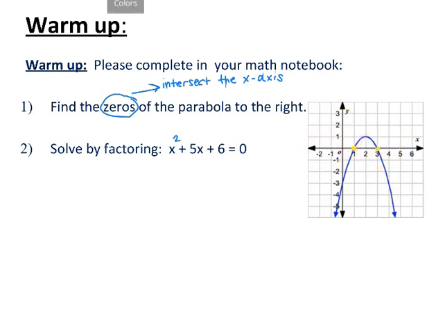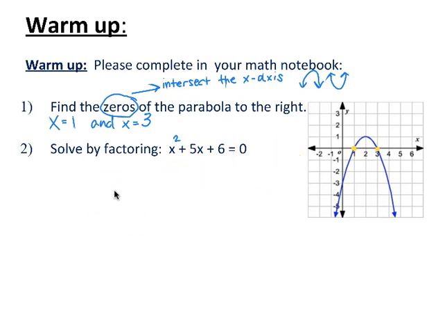Those zeros are going to occur when, let's find those 2 values, when x equals 1, right? Here's that point right there, x equals 1. And where does the other zero occur? When x equals 3. So we've got 2 zeros, when x equals 1 and when x equals 3. And again, the zeros are where your parabola, whether it opens up or opens down, intersects the x-axis.